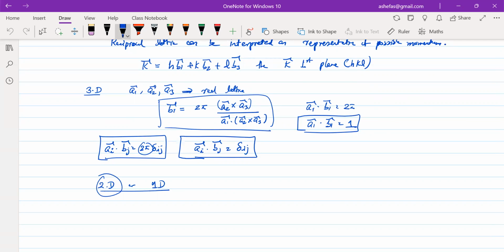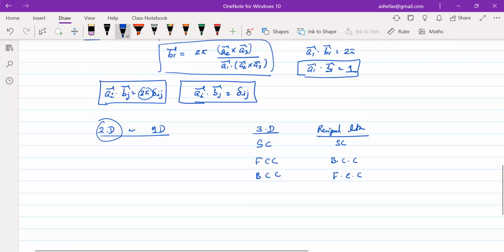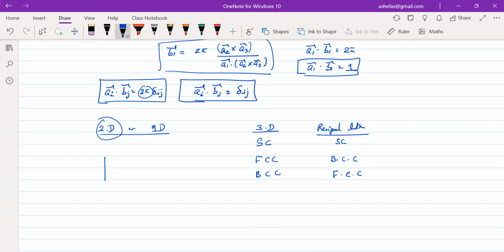And the last one: in three dimensions, for cubic lattices, we have three different lattices: simple cubic, face-centered cubic, and body-centered cubic. These are real lattices. For the three-dimensional reciprocal lattice, simple cubic gives a reciprocal lattice in the shape of simple cubic. But for face-centered cubic, the reciprocal lattice would be body-centered cubic, and for body-centered cubic, the reciprocal lattice is face-centered cubic. So how do we find that? The simple cubic is like this.